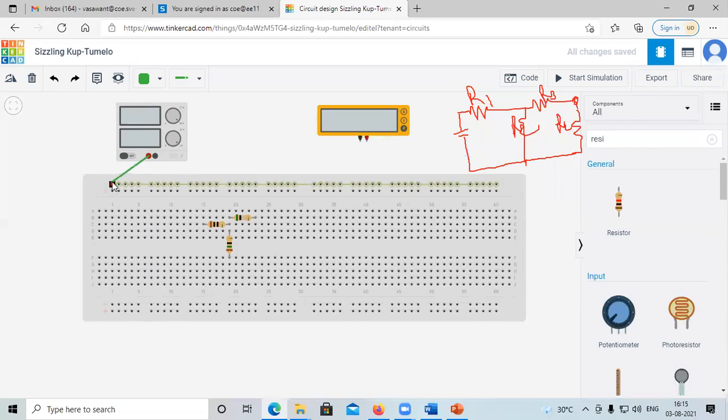So see, this bus bar I have taken as positive. Here it is the positive terminal. Now in the downward side, this bus bar is taken as negative. Okay, so I have done the connection, that is negative and positive. Now the positive terminal of this power supply can be connected to resistance R1 terminal.